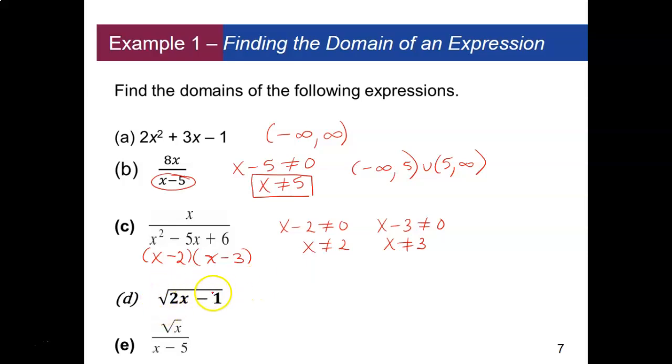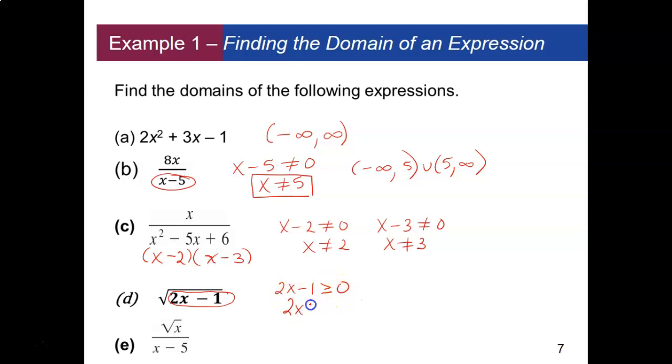Okay, moving on to the radical, we said that we can't take the square root of negative numbers. So I've got to make sure that this is a positive expression. So I'm going to set it up so that it has to be positive or equal to 0. So greater than or equal to 0.